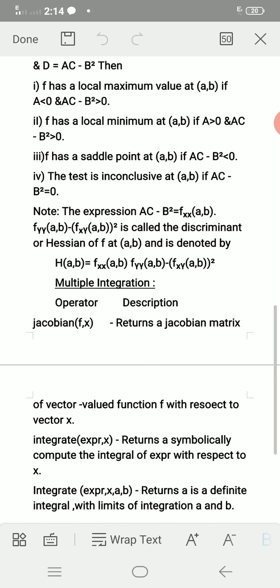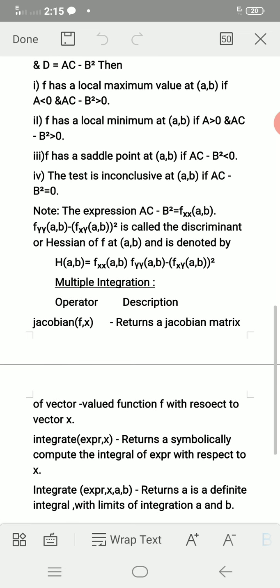Most important note: the expression AC minus B squared, meaning fxx at (a,b) times fyy at (a,b) minus (fxy at (a,b)) squared, is called the discriminant or Hessian of f at point (a,b). It is denoted by Hessian at (a,b), which is fxx at (a,b) times fyy at (a,b) minus (fxy at (a,b)) squared, meaning the determinant of the Hessian at point (a,b).